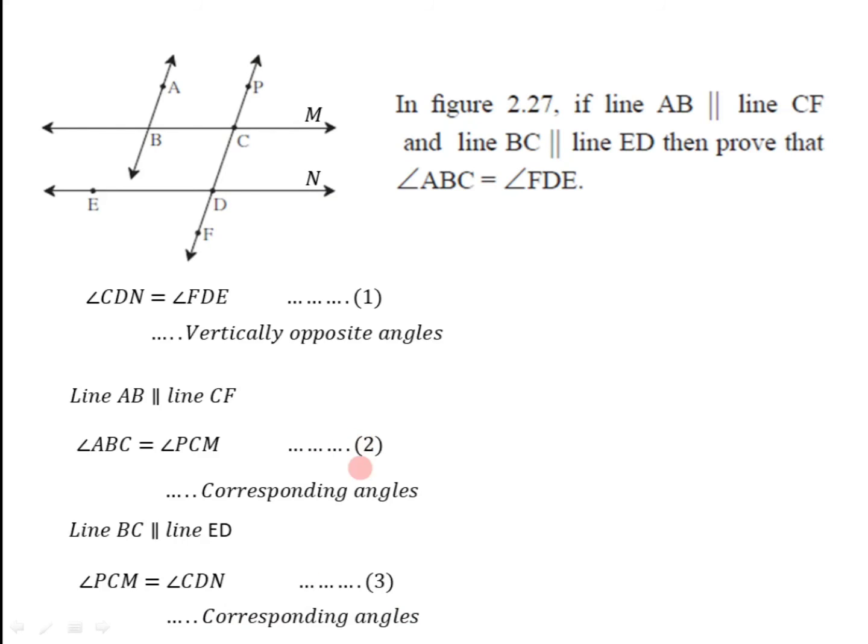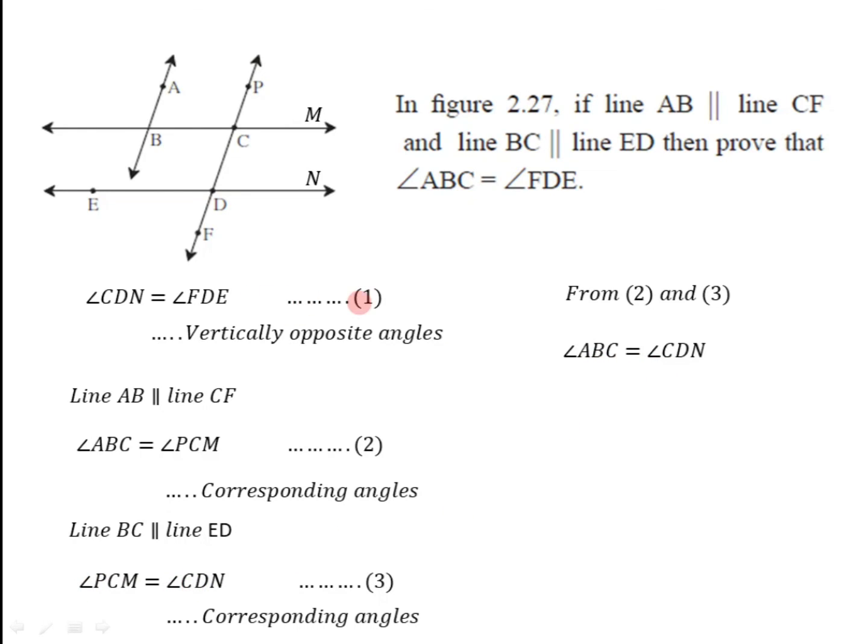If we compare equations 2 and 3, you can see in the second equation angle ABC is equal to angle PCM, and in the third one angle PCM is equal to angle CDN. So from these two, the first angle is congruent to the second one, and the second angle is congruent to the third one. That's why from these two equations, the first angle must be congruent with the third one, that is angle ABC is congruent to angle CDN.